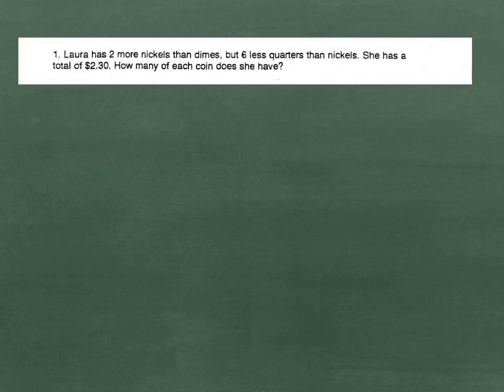This is a word problem review for Sec 2. I'm going to do question number 1. Laura has 2 more nickels than dimes with 6 less quarters than nickels. She has a total of $2.30. How many of each coin does she have?